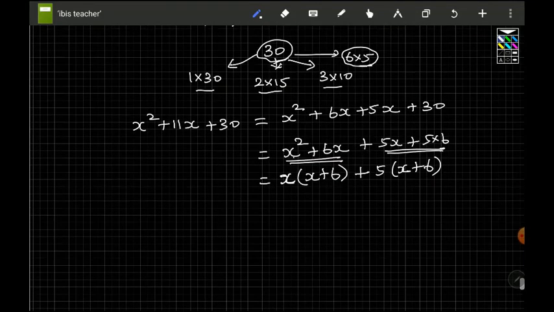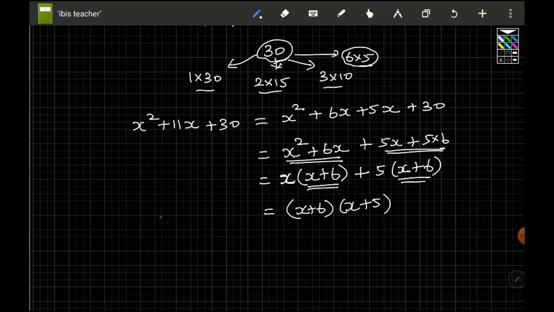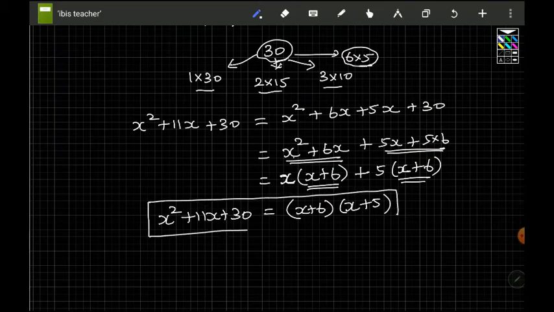Now in the second step, you see the common factor between the first term and the second term is x plus 6. If you take x plus 6 out, then x will remain here plus 5 will remain there. Then x square plus 11x plus 30 can be written as a product of two polynomials, x plus 6 and x plus 5. These two do not have any further factors, hence we have factorized x square plus 11x plus 30.